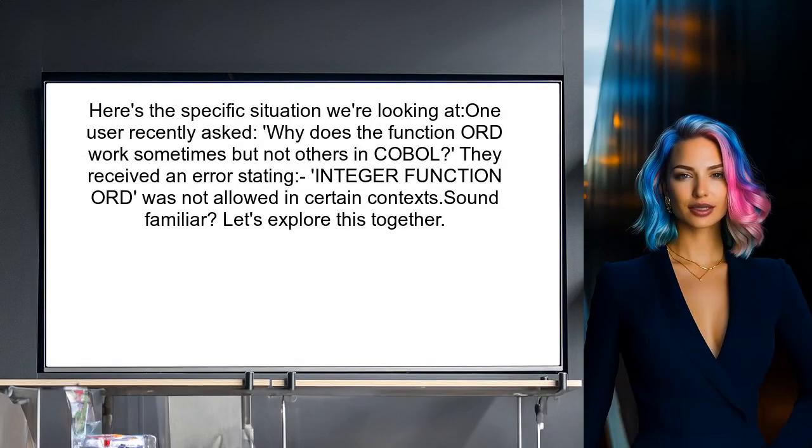Here's the specific situation we're looking at. One user recently asked, why does the function ORD work sometimes but not others in COBOL? They received an error stating that the numeric function, integer function ORD, was not allowed in certain contexts. Sound familiar? Let's explore this together.